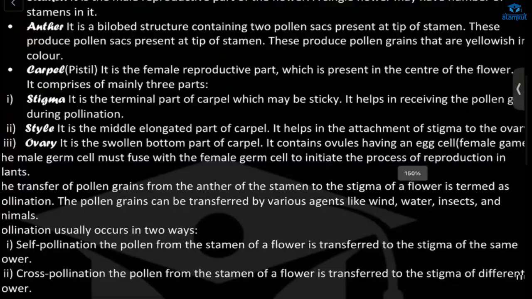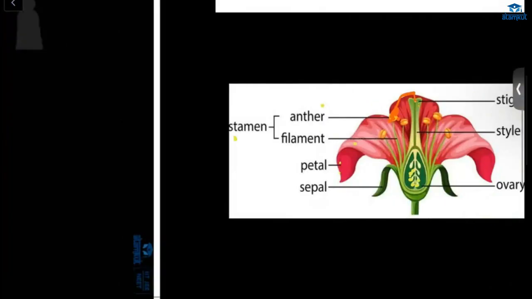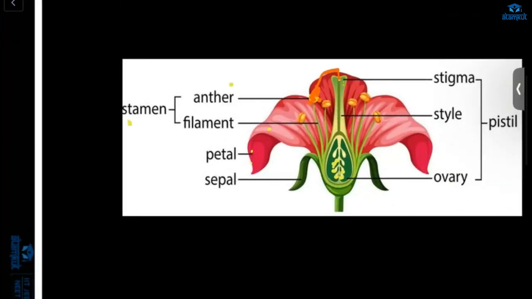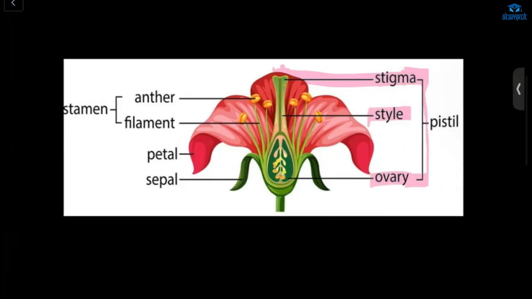Now let's talk about the parts of the flower. Here we have the parts of the flower. This is called the stigma, where the pollen grains come in contact. Then this tube-like structure is the style. And here we have the ovary, which contains the ovule. So the stigma, style and ovary together are called the pistil, and this is the female reproductive part.